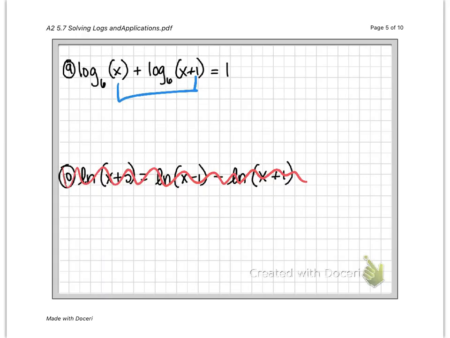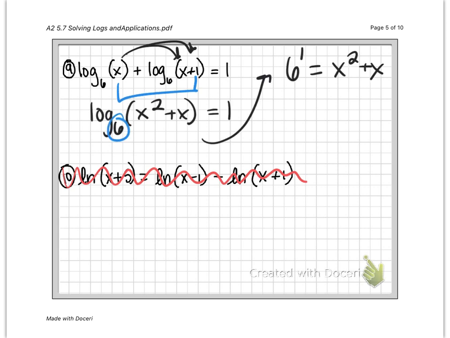What we're going to do, since we have the same for each one, we can pretty much just bring down our x. So condense the log, multiply. Once you have it down to 1 log, exponential form. Now we have a quadratic. How do we solve a quadratic? Set it equal to 0 and solve.